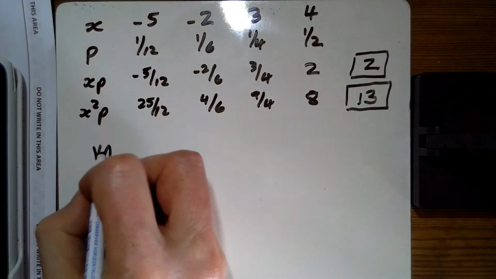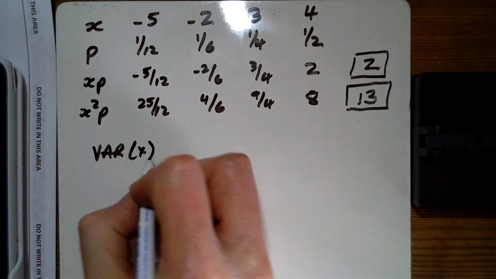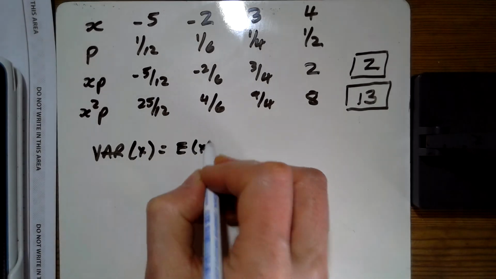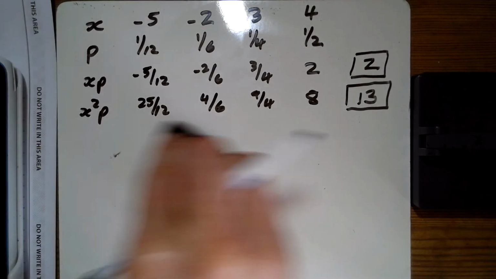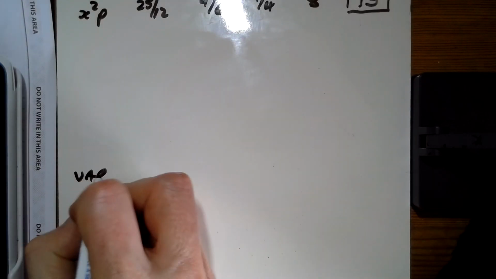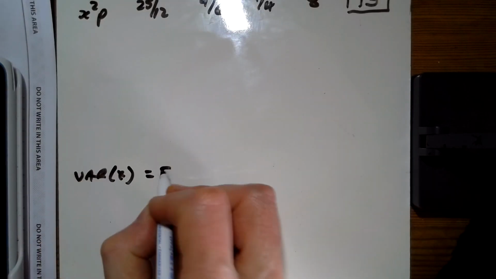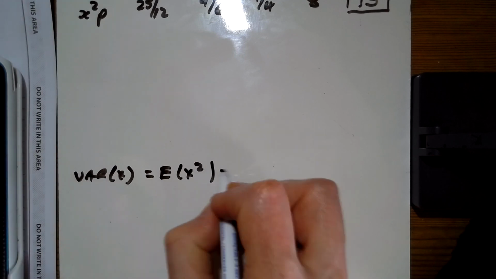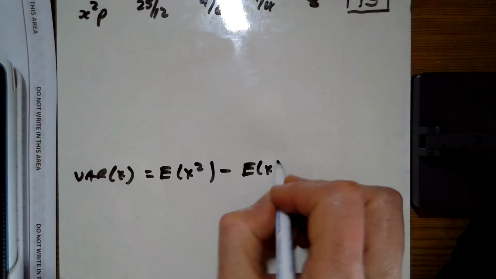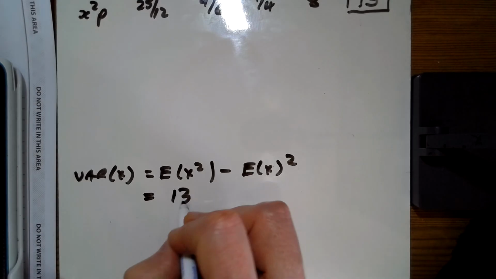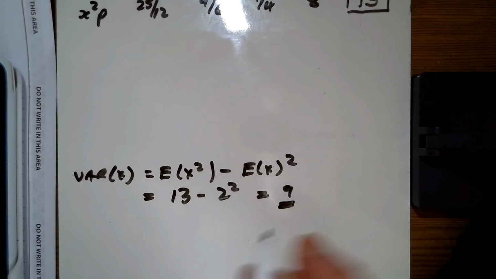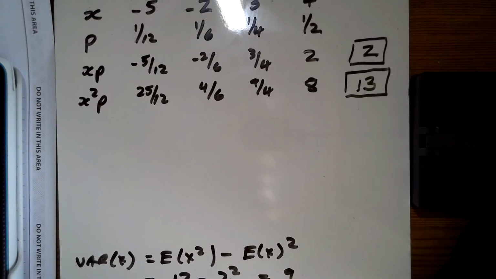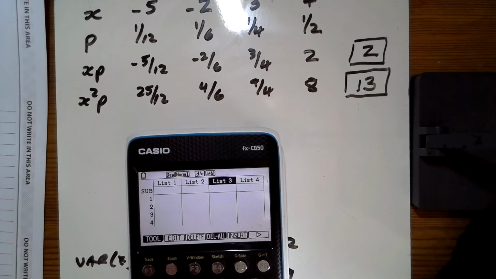And so my variance is the expected value of x squared. I want to leave more space for the rest of my table, so I'm just going to move down a bit here. So the variance is the expected value of x squared, take away the expected value of x, squared. So 13 take away 2 squared seems to be 9 there, doesn't it? Let's just check it all on the calculator.